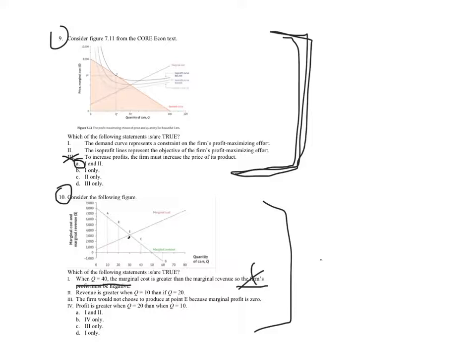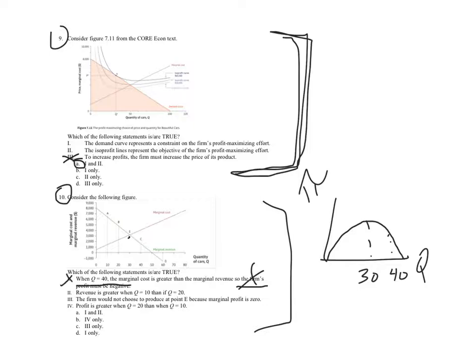Remember that they had a profit graph below that, and profits went up, hit their maximum, and then went down. At a quantity of 30, they were at their maximum, but at a quantity of 40, they weren't negative, they were just not at their maximum. So that one is out. Next: revenue is greater when Q equals 10 than when Q equals 20. No, marginal revenue is still positive, so revenue is still going up. Revenue at 20 is greater than at 10. So that one is out.